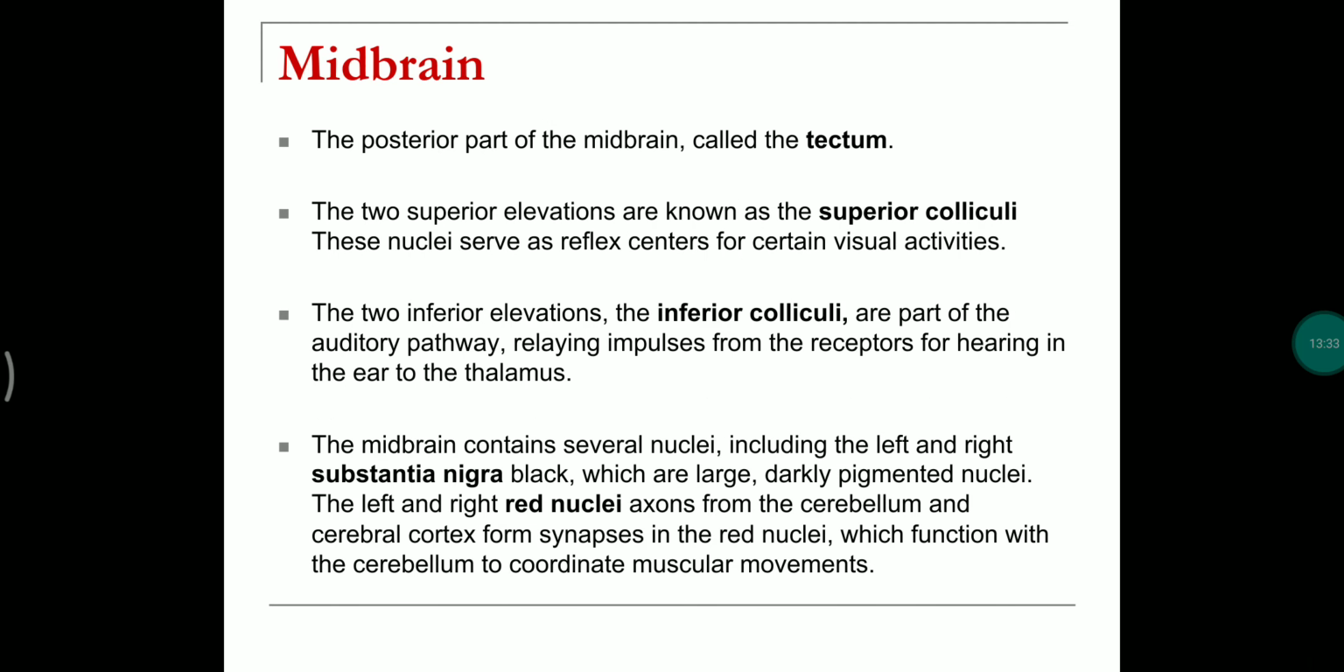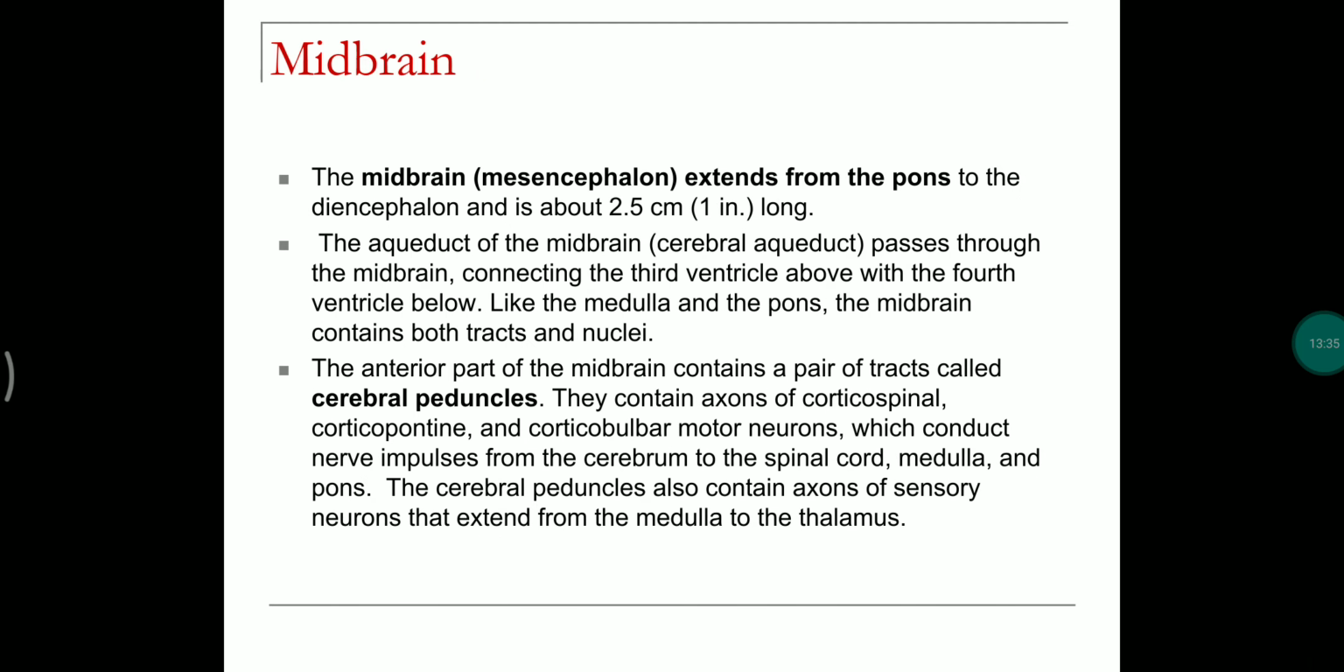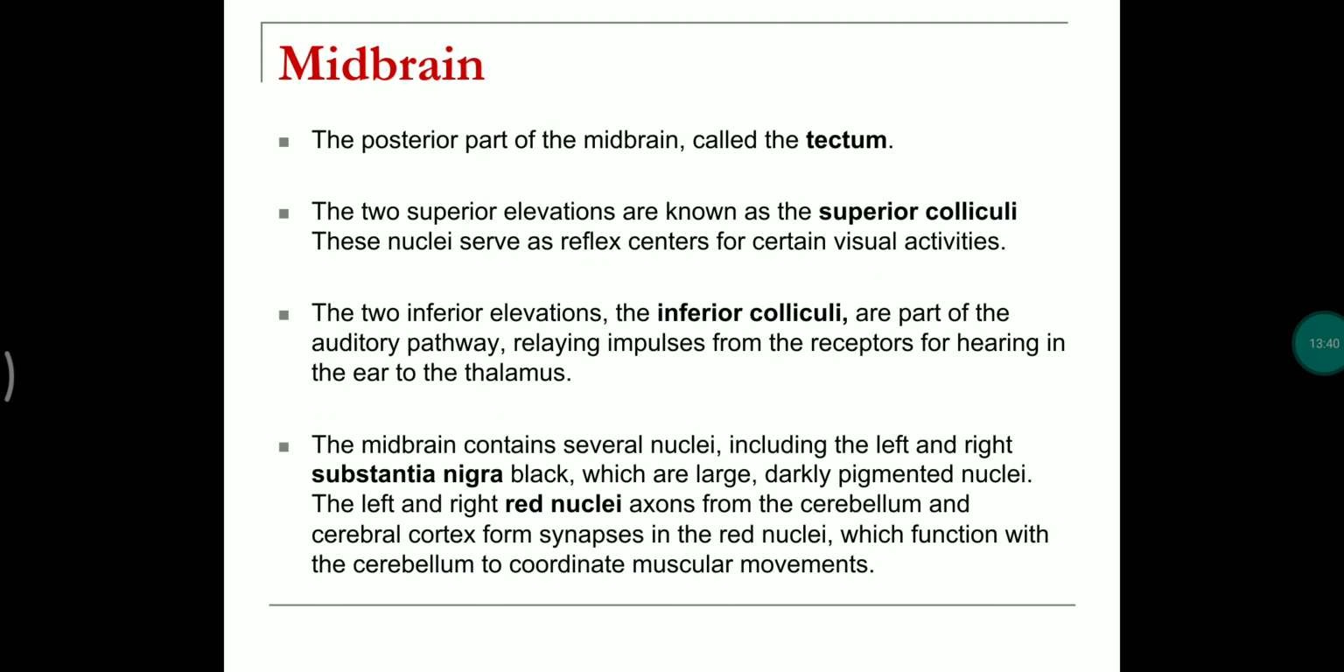And the posterior part. Here we saw the anterior part, and now we are studying the posterior part. The posterior part is called the tectum. The tectum has four elevations, two superior and two inferior. The two superior elevations are called the superior colliculi, which serve as reflex centers for visual activities, whereas the inferior elevations are called the inferior colliculi, which help in the auditory pathways.